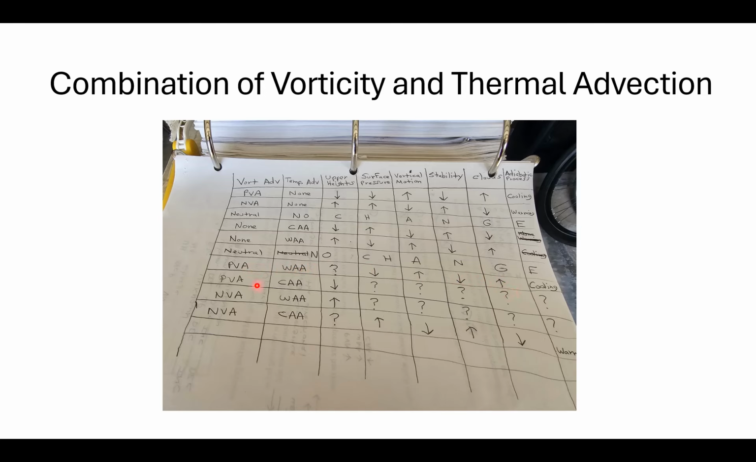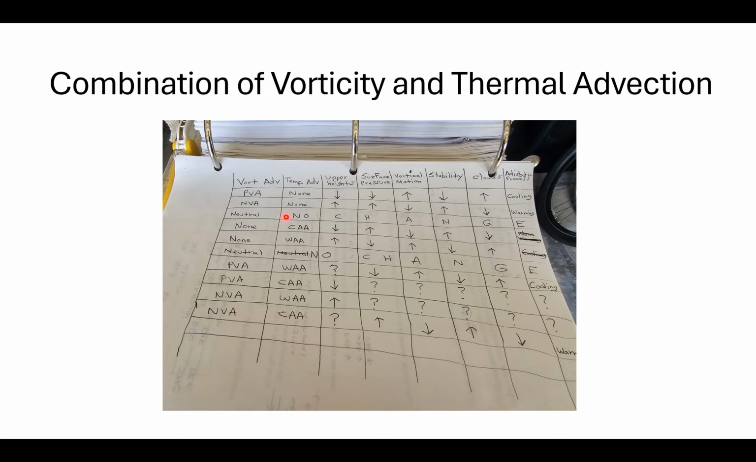So these can all be combined with each other. Different types of vorticity advection plus different types of thermal or temperature advection. And then we want to analyze what it's going to do to our upper heights. We want to analyze what it's going to do to our surface pressure, vertical motion, whether it's rising or sinking air motion, stability, whether it's increasing or decreasing, and the clouds, whether they're increasing or decreasing. And what type of adiabatic process is it?